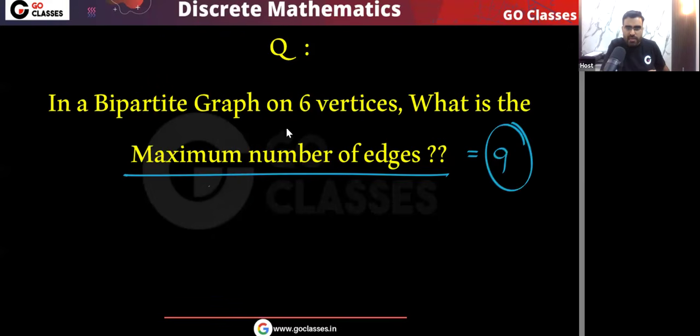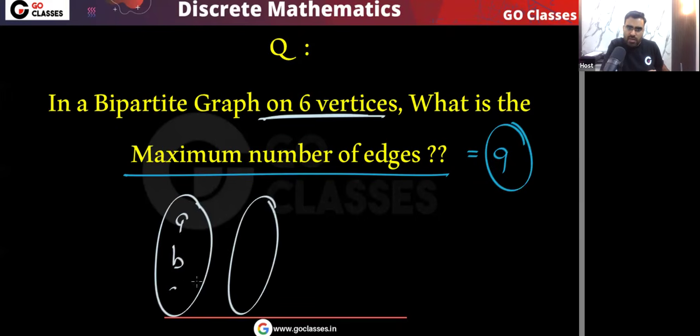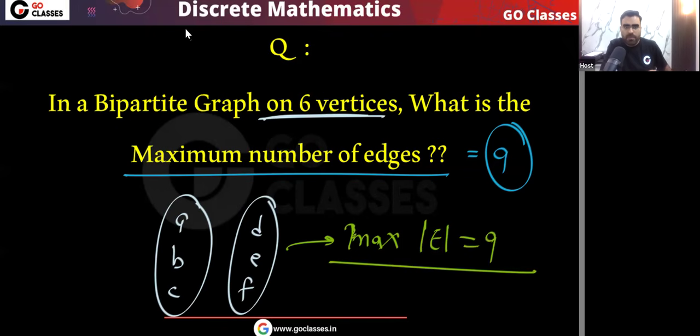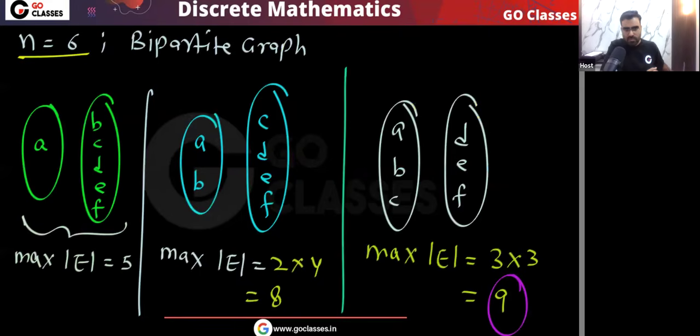And when will it happen, tell me? It will happen when we put 3 vertices in one part and the remaining 3 vertices in the other part. In this situation, we will get the maximum number of edges, and that will be 9. I hope you understood.